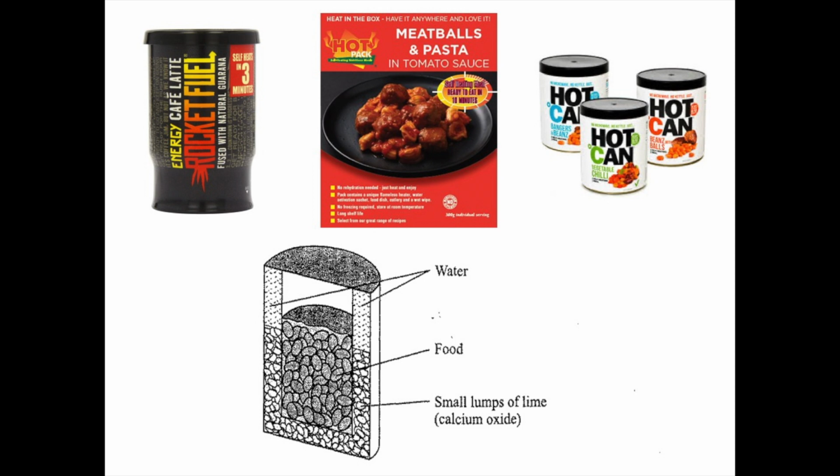Now the calcium oxide is kept separate from the food because it's in almost like a secret compartment in the can or in the packaging. So this exothermic reaction allows you to heat up the food without something like a hot plate.